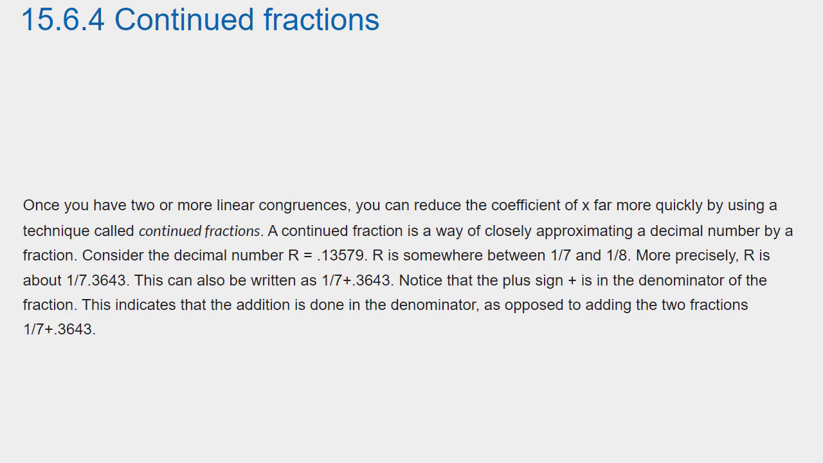Consider the decimal number r equals 0.13579. r is somewhere between 1/7 and 1/8. More precisely, r is about 1 over 7.3643. This can also be written as 1 over 7 plus 0.3643. Notice that the plus sign is in the denominator of the fraction. This indicates that the addition is done in the denominator as opposed to adding the two fractions 1/7 plus 0.3643.